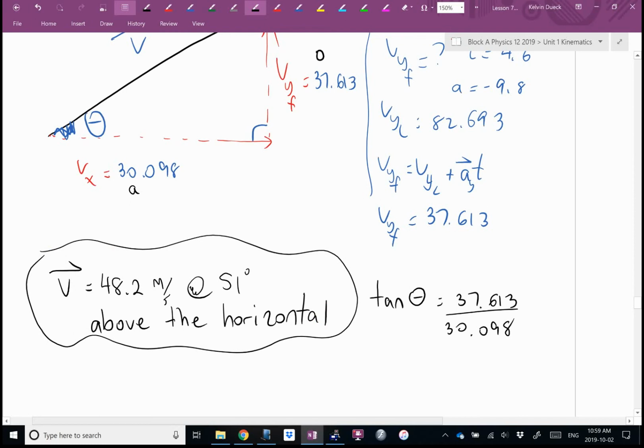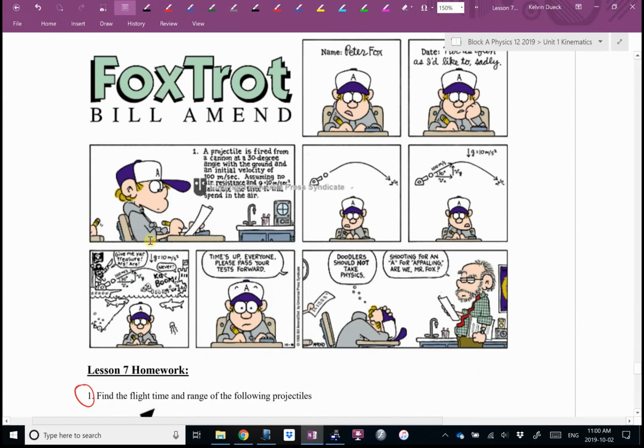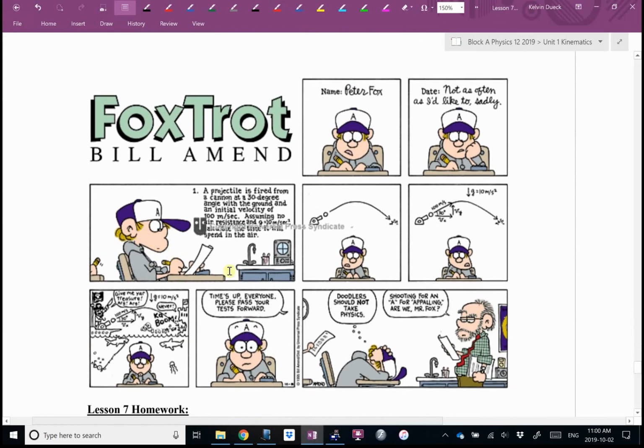Mr. Dueck, what would be an example of an A+ level question? I'll show you one in just a second. We'll be able to handle it, but it's going to have a lot of teeth to it. What's the velocity, magnitude, and direction after 12 seconds? You know what? I'll bet you after 12 seconds it's on the way down. I'm not going to do that question because I think you folks are getting the hang of this, which kind of brings us to the end of this, except could you get out your ultimate review, please?